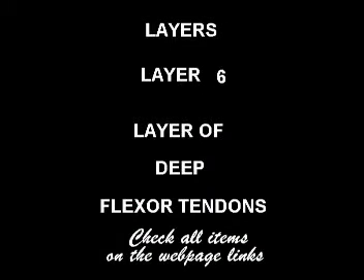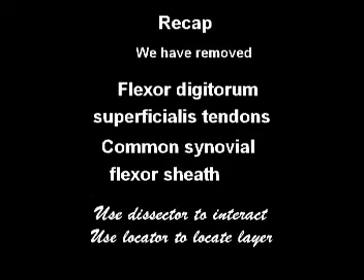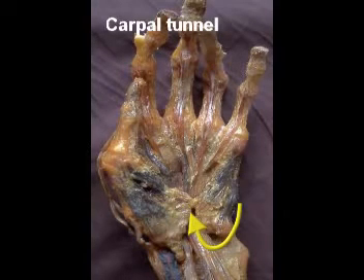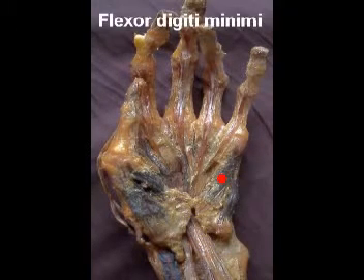We have now arrived at the layer of the deep flexor tendons. There's only one deep flexor tendon, and that is the tendon of the flexor digitorum profundus. To recap, we have removed the flexor digitorum superficialis tendon and the common synovial flexor sheath. We are now seeing the deep tendons clearly, the carpal tunnel, and the flexor digiti minimi, which is the last muscle of the hypothenar eminence.